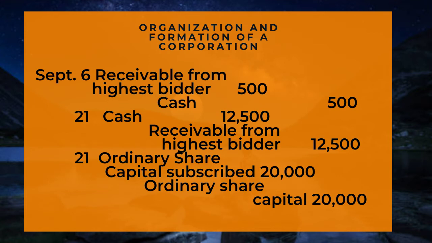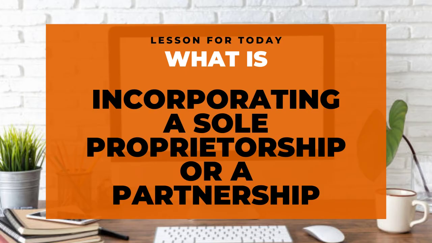September 6, debit receivable from highest bidder, 500 pesos, and credit cash for 500 pesos. September 21, debit cash for 12,500 pesos, credit receivable from highest bidder, 12,500 pesos. September 21, debit ordinary share capital subscribed for 20,000 pesos and credit ordinary share capital for 20,000 pesos.